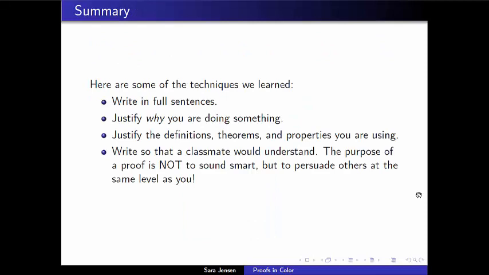Just in summary, here are some things that I hope you got from this set of slides. First of all, when we were writing a proof, everything was written in full sentences, and it was all typed here for presentation, so the writing was neat and clear. Whenever you're doing something in a proof, you always want to justify why you're doing that. You want to justify the definitions, the theorems, and the properties that you're using. What definition is important? The definition of a group, the definition of a ring, or the definition of the greatest common divisor of 2 things? Similarly, what theorems are you using?